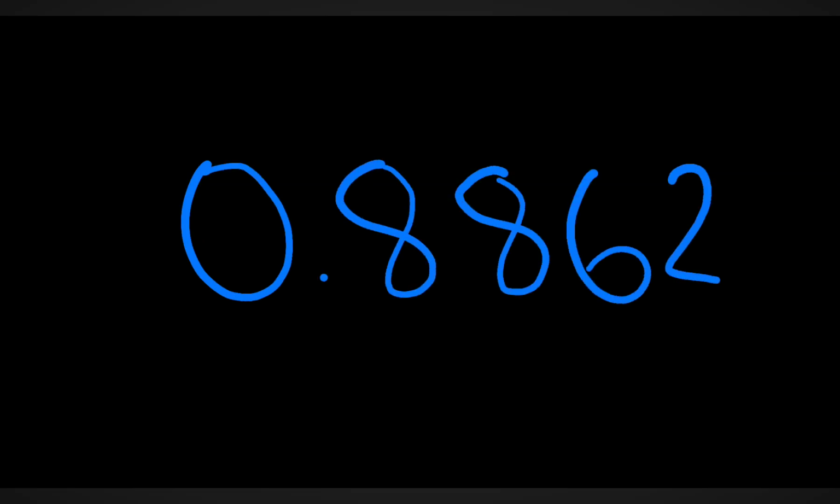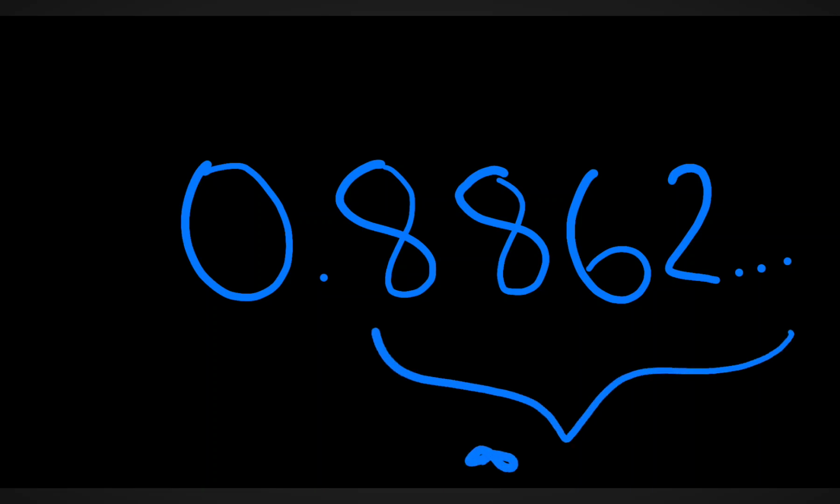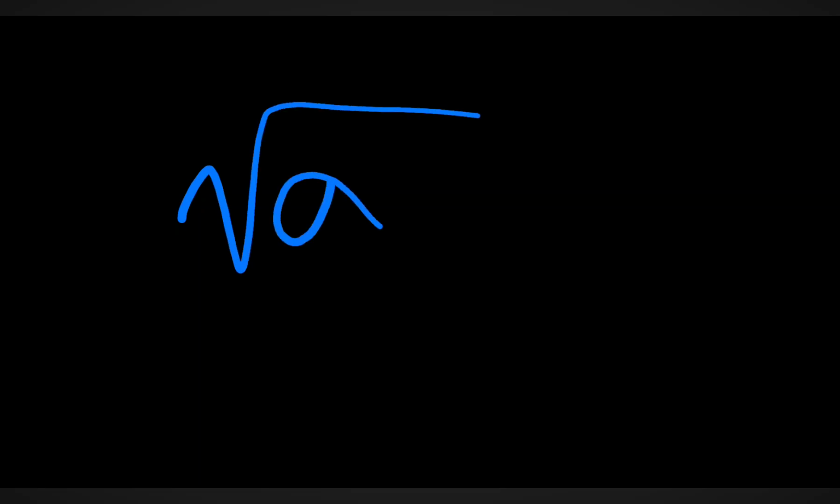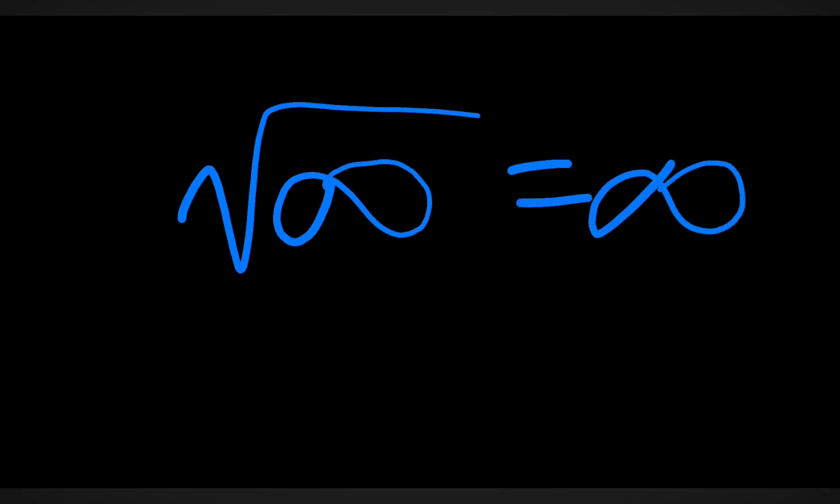The number starts with 8 and it never ends. This number has infinite digits. We call it infinity decdig. Decdig. Or something like that. But root infinity is still infinity.